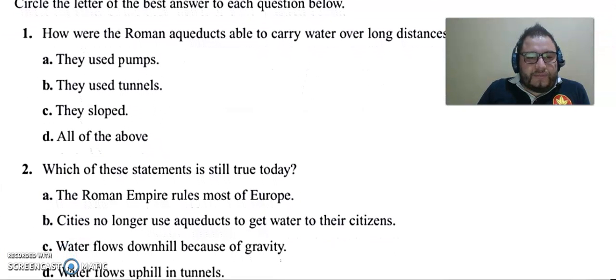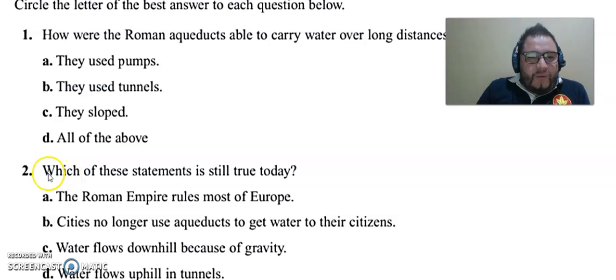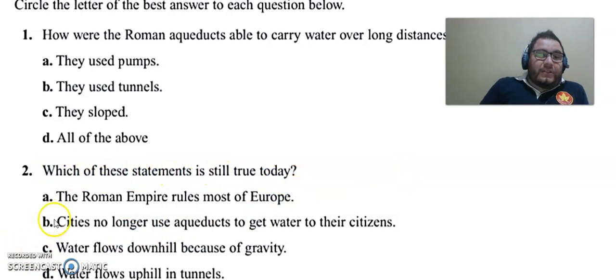Number two, which of these statements is still true today? The Roman Empire rules most of Europe. Cities no longer use aqueducts to get water to their citizens. Water flows downhill because of gravity. Water flows uphill in tunnels. I think it's the letter C. Water flows downhill because of gravity. Obviously, this is the most important.